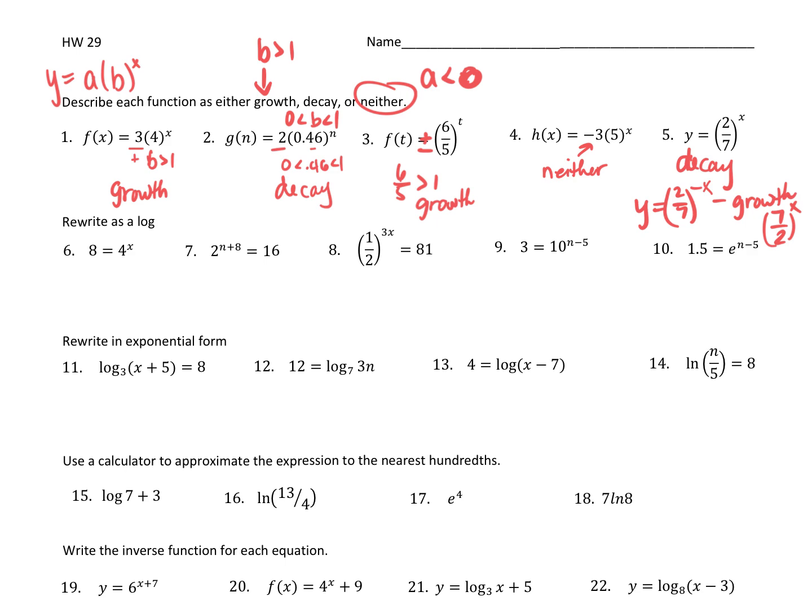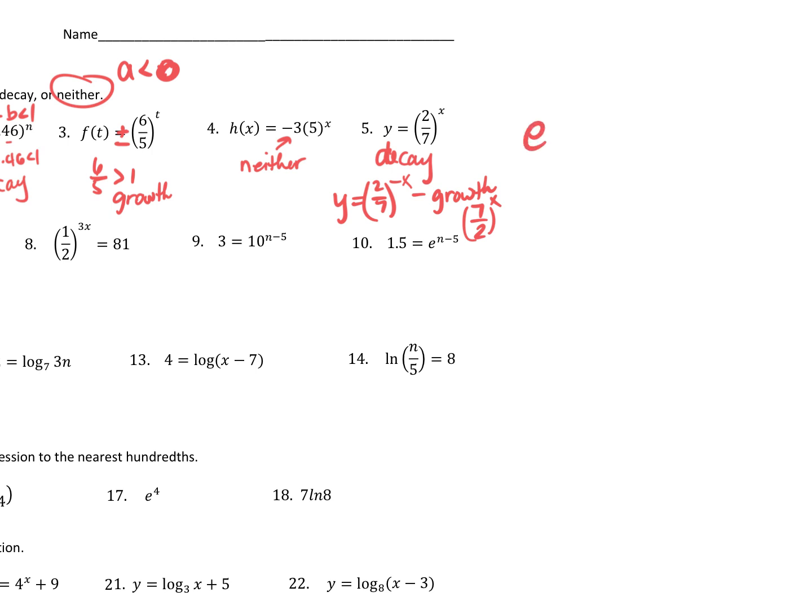Same thing is true with e functions. If I have, say, e to the negative 3.5x, this is decay, an e with a negative exponent. And if e has a positive exponent, 2.1x, then this is growth. E is always greater than 1. So you have to look at whether the exponent is positive or negative when it's an e function.